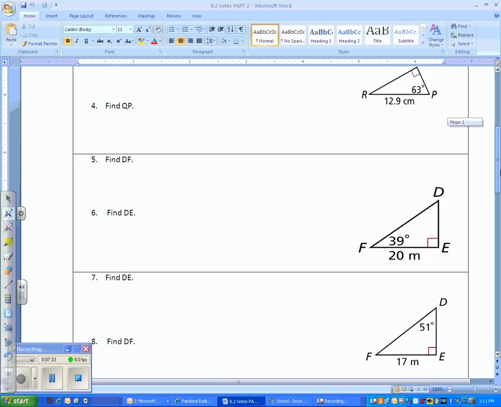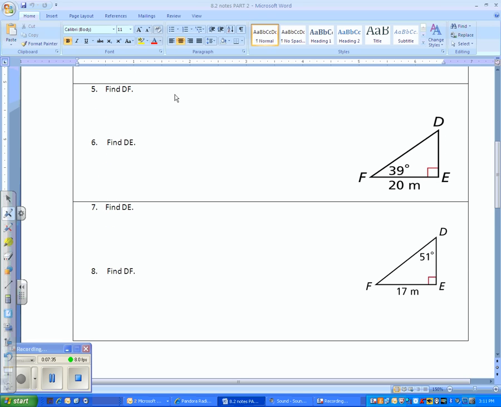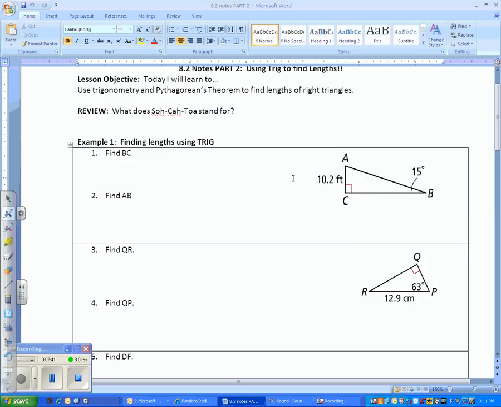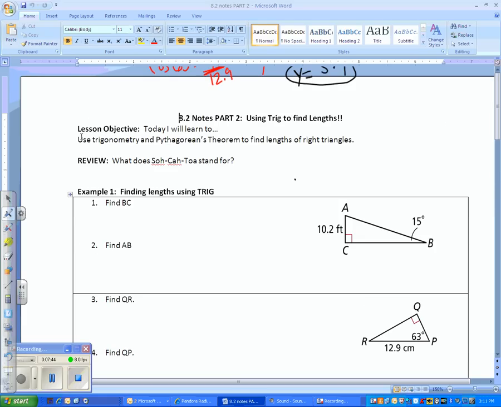Okay, so your homework for tonight is to try to do 5 and 6 and 7 and 8. And I will check that in class. Right, so again, today we used trigonometry and Pythagorean theorem to find lengths of right triangles. Done.